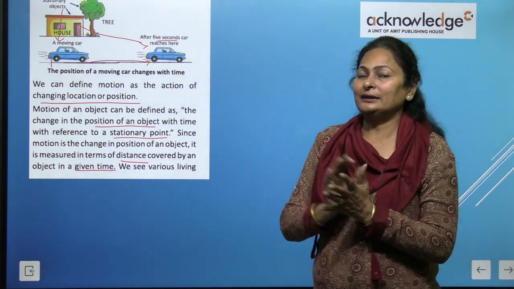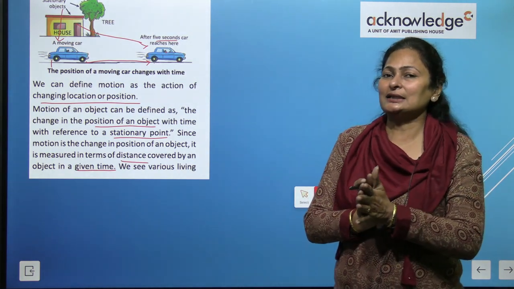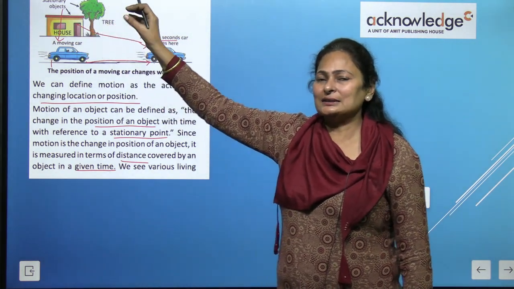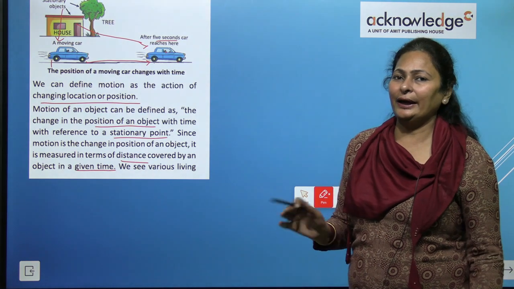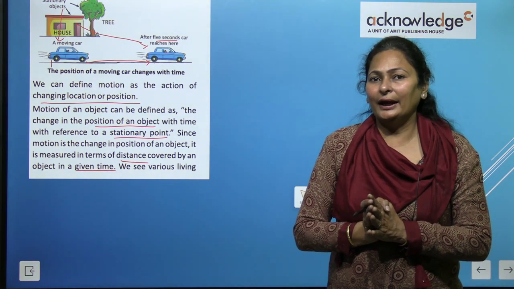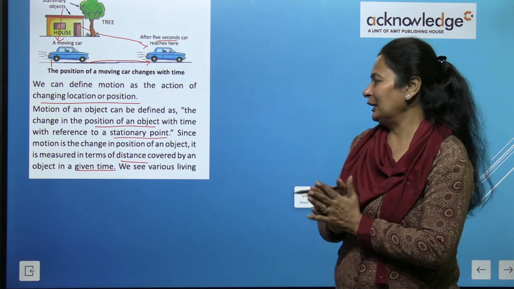Motion means the car changed its position, but stationary objects are still at one place, right? So are we all clear, kids, about the motion? Very good. So let's move on.